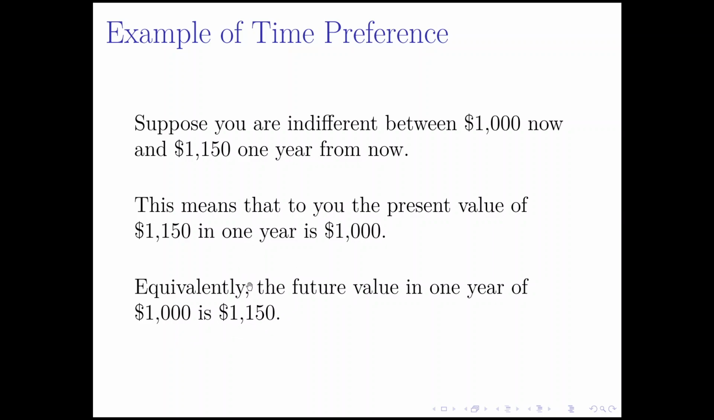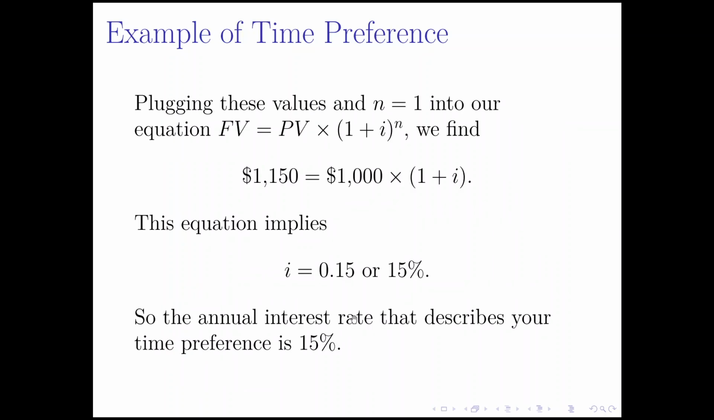So these kinds of things can kind of flip back and forth, right? Once you have one statement about present value, then you can figure out future value. Now let's go ahead and plug these in and figure out what the interest rate is that describes your time preference. So plugging these values in, notice we have n equals 1 in our equation. It's just 1 year, 1 period.